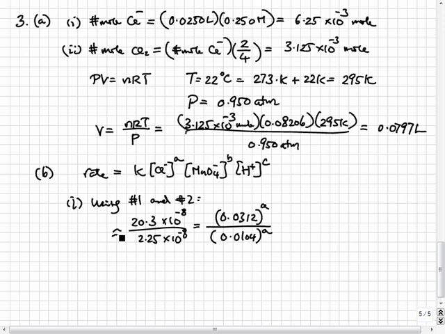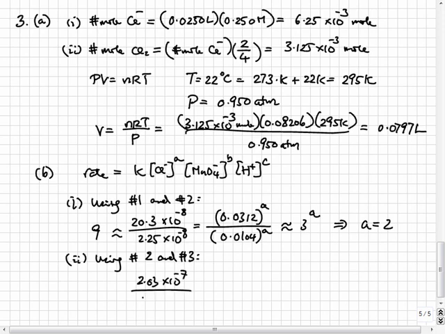On the left, we get approximately 9. On the right, 3 to the power a. So a is 2. 2. Using experiments 2 and 3, we get rate 2 divided by rate 3 equals the MnO4- concentration in trial 2 divided by its concentration in trial 3 to the power b. On the left, we get approximately 2. On the right, we get 2 to the power b, so b is 1.